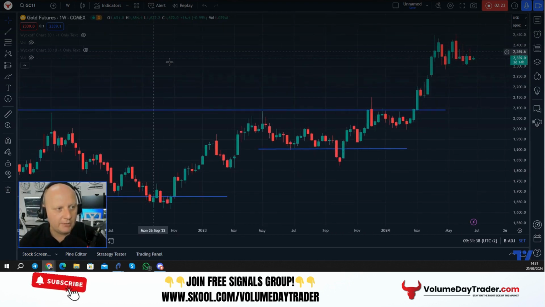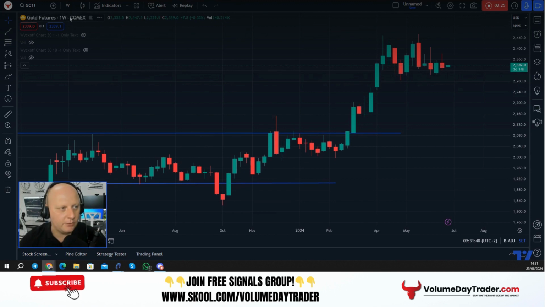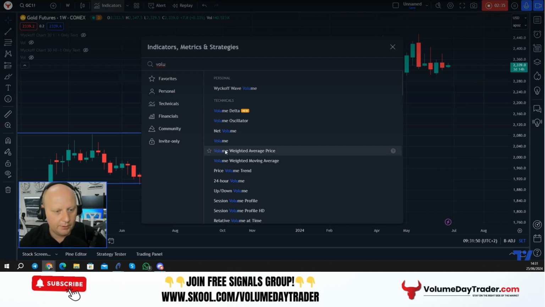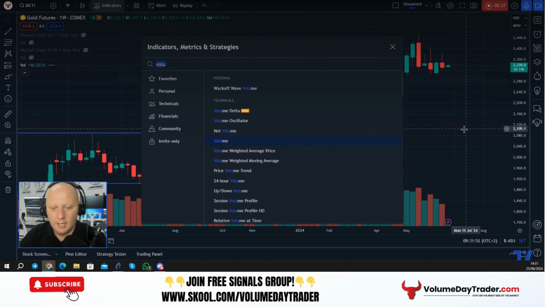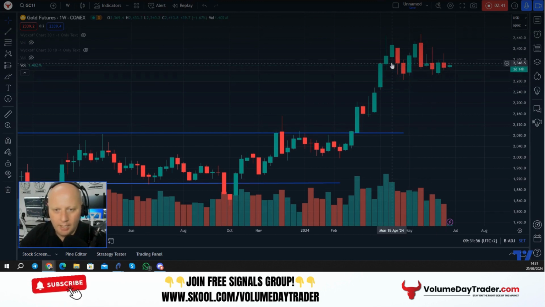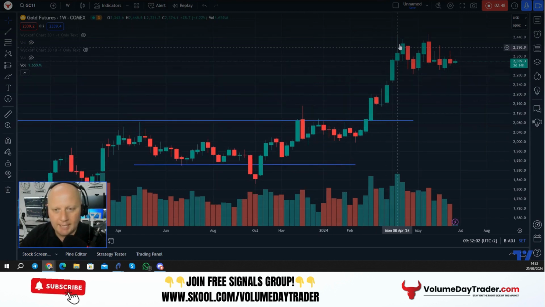So on the TradingView weekly chart, we need to have the indicator called volume. Let's see the volume, because that's also super important. Have a look at that place, Monday 8th of April 2024: the market got the momentum on the weekly chart. That week the market got the momentum.